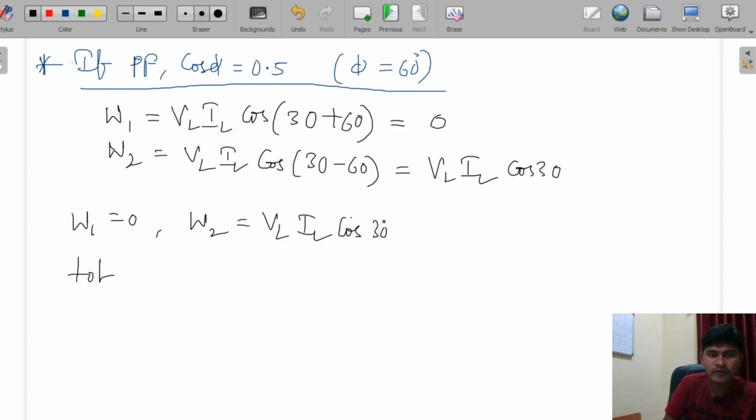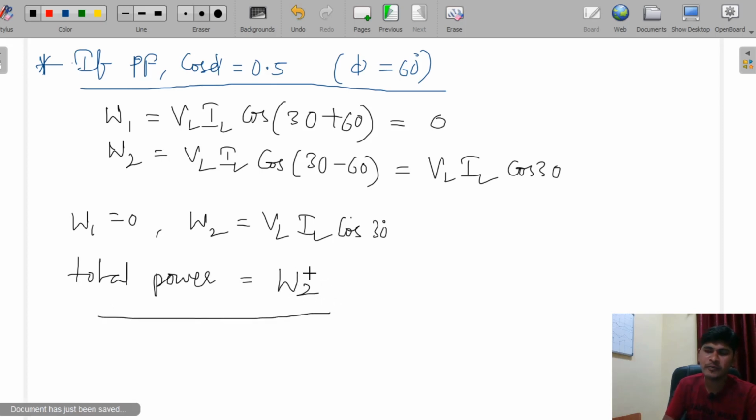That is, total power in the three-phase load will be equal to W2. W2 alone gives the total power consumed by the three-phase load if the power factor is equal to 0.5, or the phase angle between voltage and current is 60 degrees. Then W2 alone measures the total power consumed by the load.